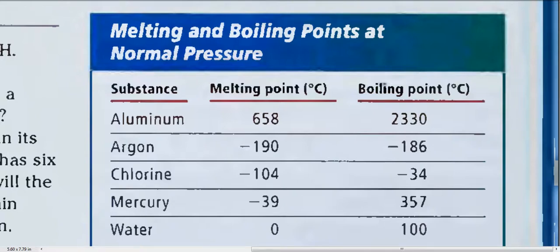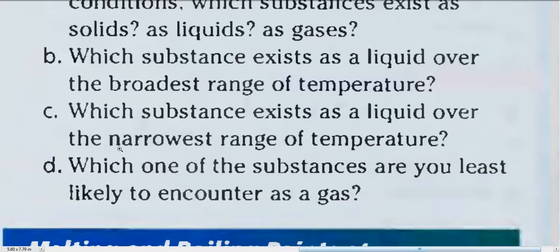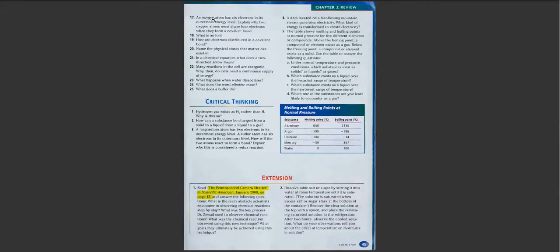A. Under normal temperature and pressure conditions, which substances exist as solids? As liquids? As gases? B. Which substance exists as a liquid over the broadest range of temperature? C. Which substance exists as a liquid over the narrowest range of temperature? D. Which one of the substances are you least likely to encounter as a gas?